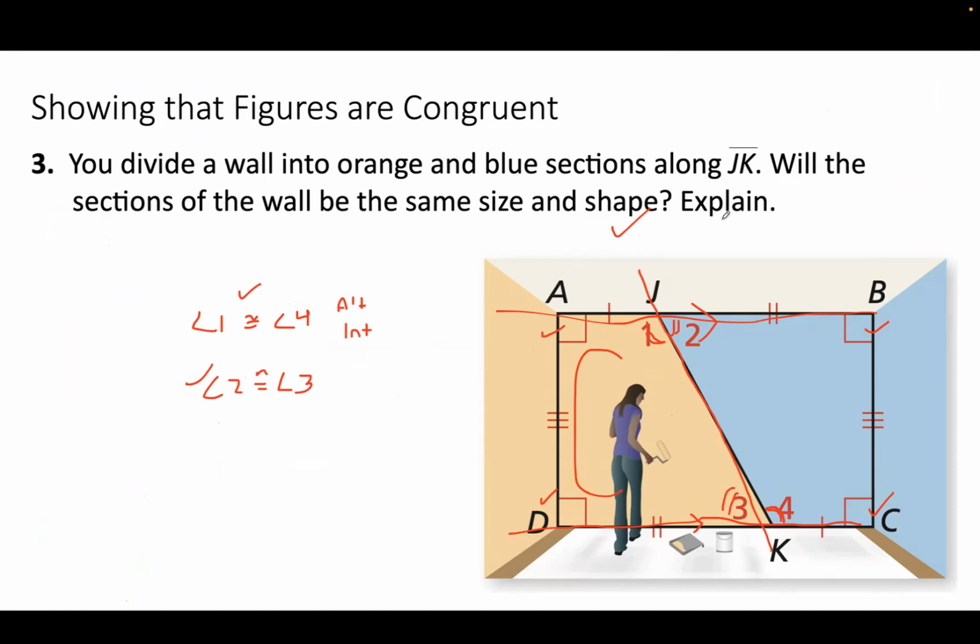And our explanation would be all four sides are congruent. We use the reflexive property for the shared one in the middle, and all four angles are congruent. The two right angles, and then we have two pairs of alternate interior angles. So one, two, three, four. So all four angles are congruent.